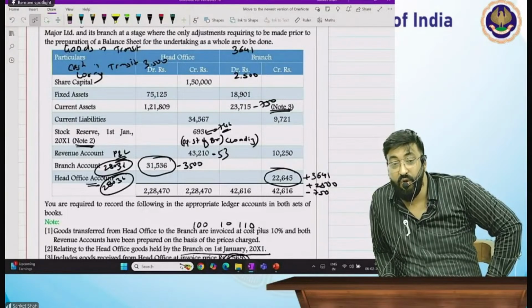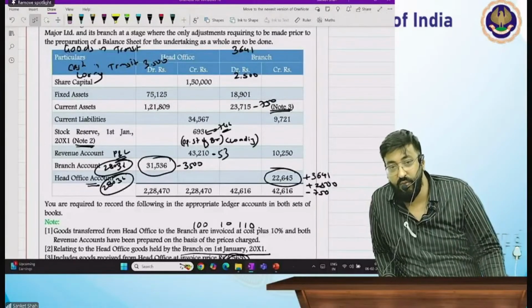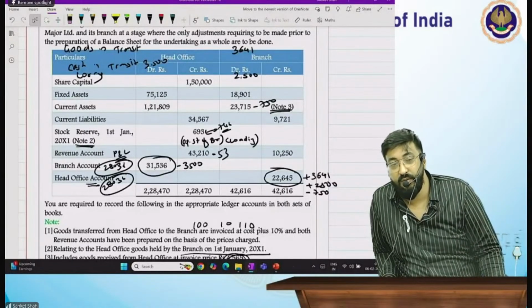So the biggest question, sir, is how to start this question? You have to see the adjustment, you have to update your trial balance, and those accounts which are getting affected, you will open that account only. So Vaidehi, now you understood it? Yes, sir.